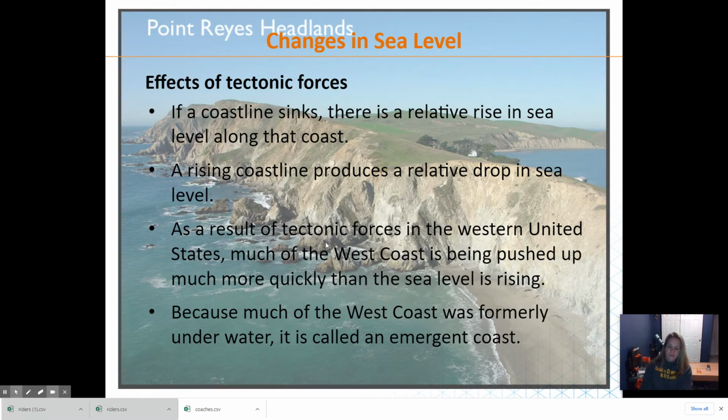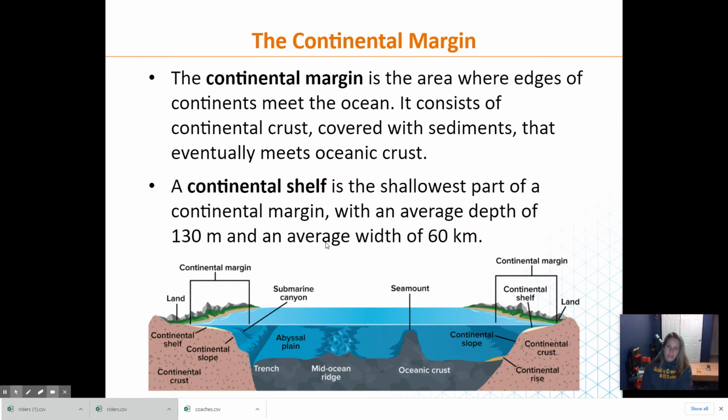And so it creates those cool features. All right, so getting on to what is under the ocean. So we've got a variety of things. We've got something called the continental margin. So the continental margin is this area of the continent. So this is still part of the continent, even though it's underwater. It's still part of that plate.